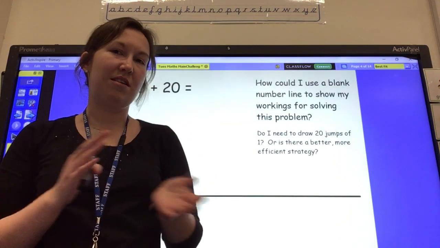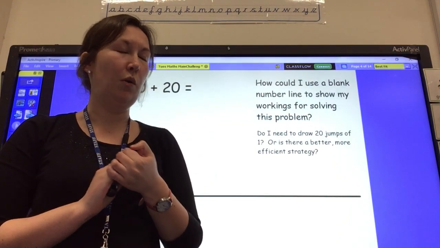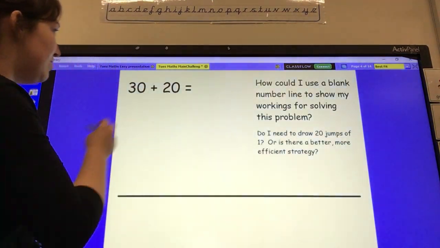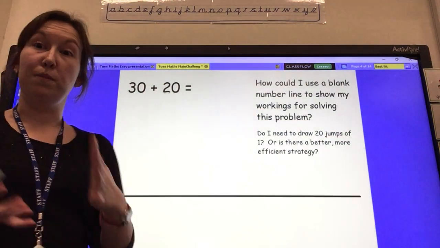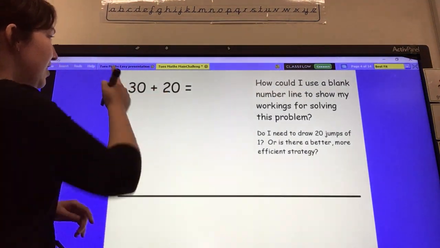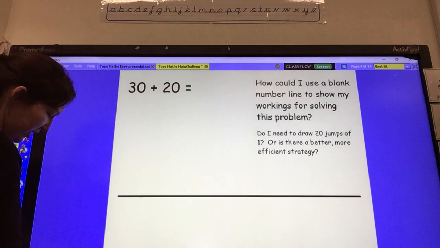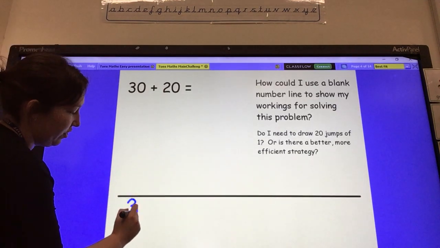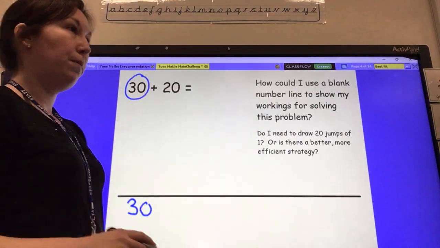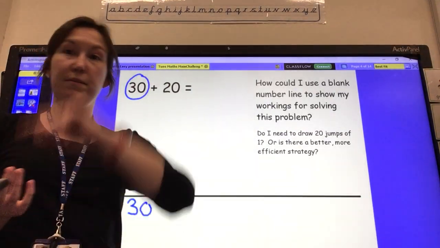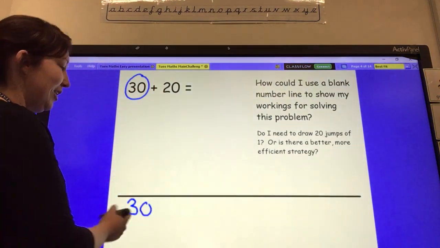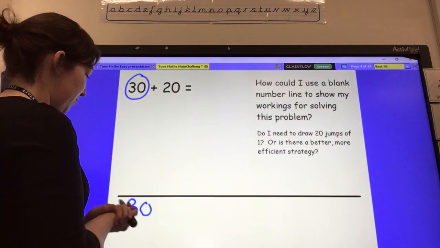So have a think and see if you can tell somebody at home what a better way is than drawing 20 little jumps. So well done if you said that we could do jumps of 10 today, because we're adding on multiples of 10. So I'm going to show you how to do that. So we're going to start off by starting on the number 30, because that's our number here. Then we're jumping on 20. Now that doesn't mean 20 big jumps, it means jumps of 10 that total 20. So I need to count in tens when I'm drawing my jumps today.